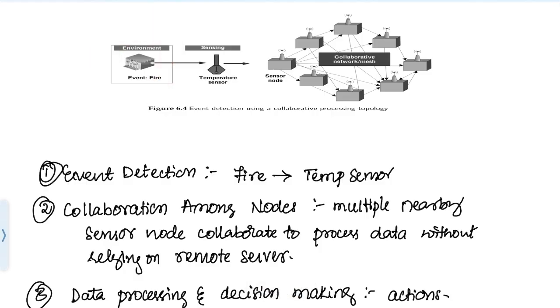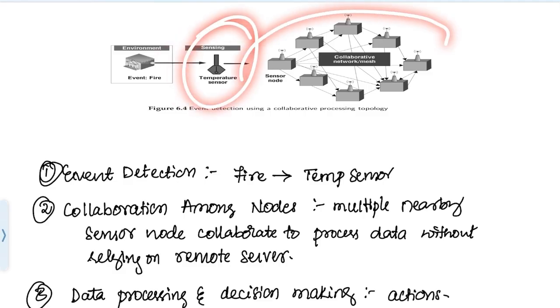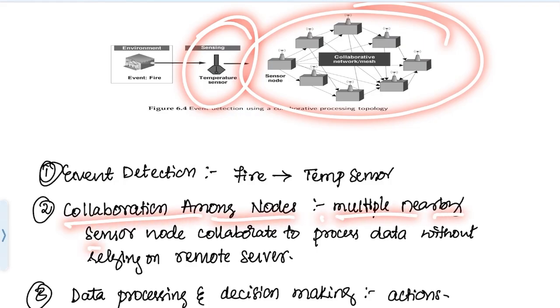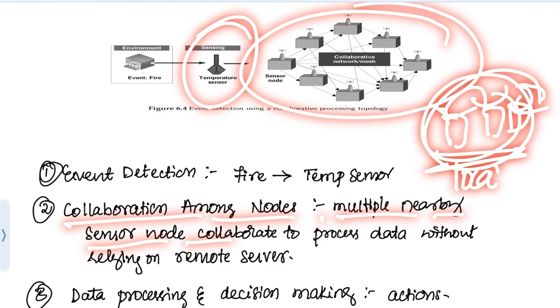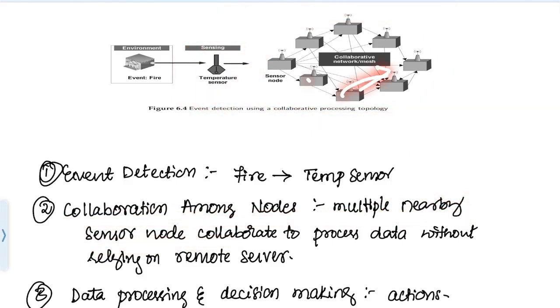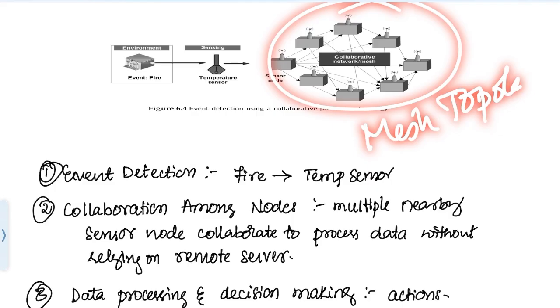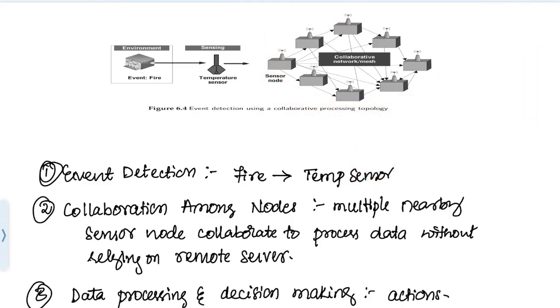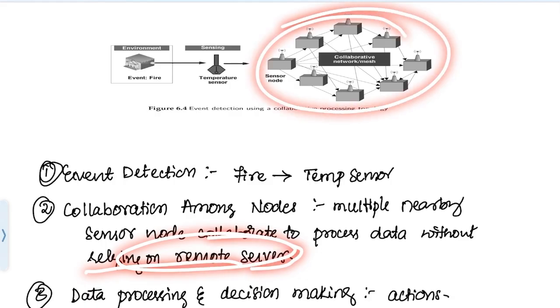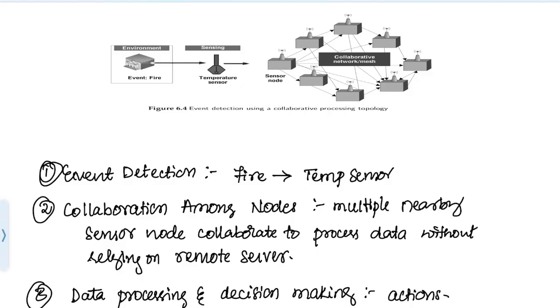So here we have the event, that is a fire detected by the temperature sensor. Next we have the temperature sensor, that is detecting the temperature. Next here we have collaboration among nodes. That is, multiple nearby sensor nodes will collaborate with each other and process the data locally. Either one node can process or another node can process. So here the connection is happening through mesh topology. In a mesh topology arrangement, all the nodes are connected without relying on the remote server. So internally they can process the data without needing remote servers. Once the data processing and decision making happens, the sensor node will send the particular output and further actions can be taken.